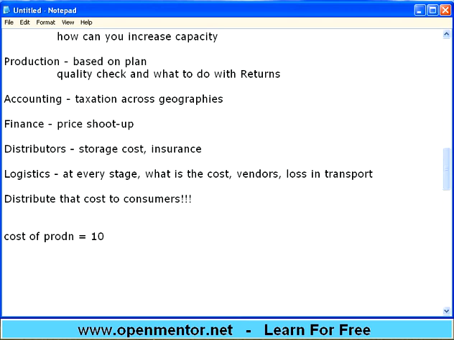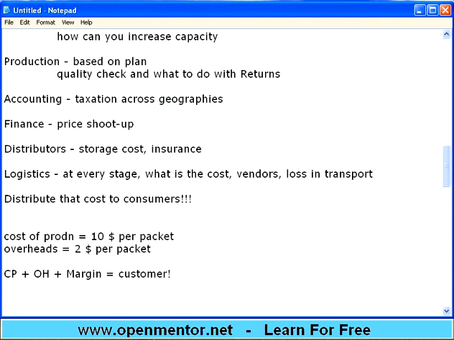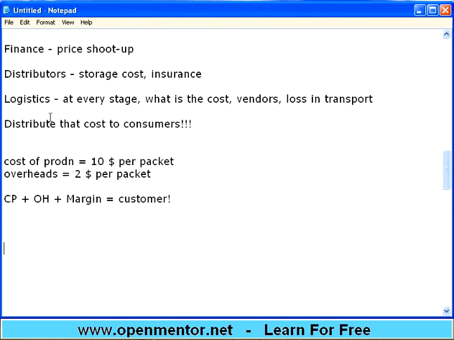So your cost of production will be equal to say $10 per packet. Then overheads, when I say overheads, equal to say $2 per packet. Then ultimately cost of production plus overheads plus margin, right, will be given to customer. So ultimately customer bears it. But the only thing is how well you are able to mass produce, how well you are able to manage your margins is the key. This is the trick in supply chain.